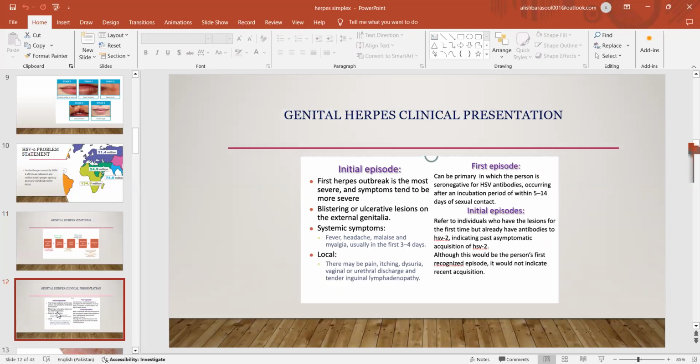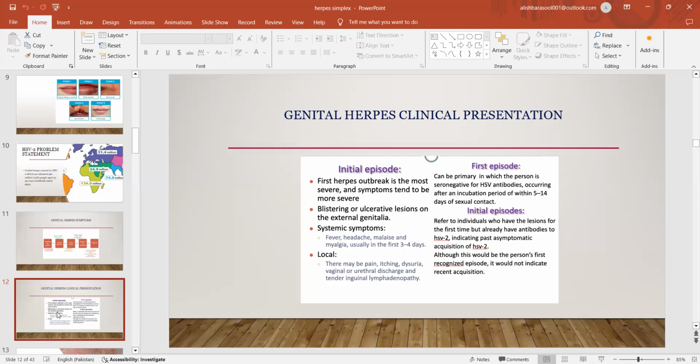Genital herpes clinical presentation. Initial episode. First herpes outbreak is the most severe and symptoms tend to be more severe. Blistering or ulcerative lesions on the external genitalia. Systemic: fever, headache, malaise, and myalgia, usually in the first 3-4 days. Local: there may be pain, itching, dysuria, vaginal or urethral discharge, and tender inguinal lymphadenopathy.